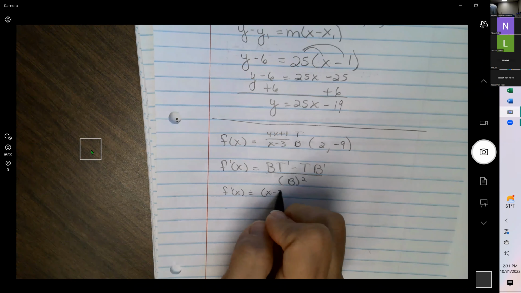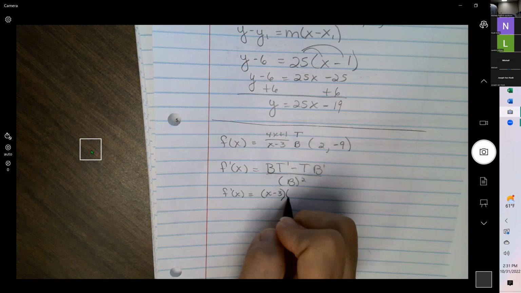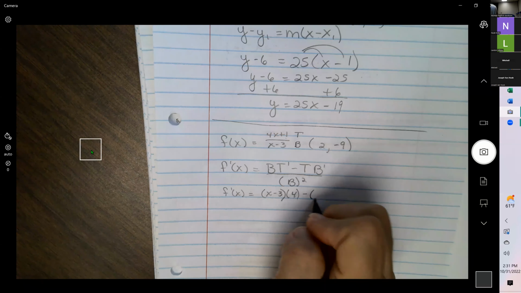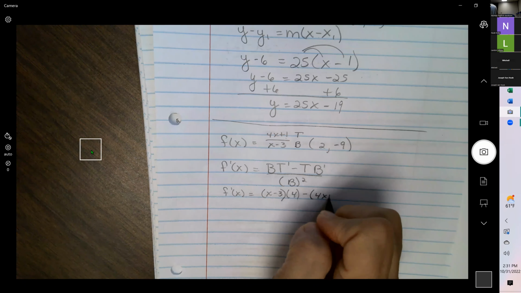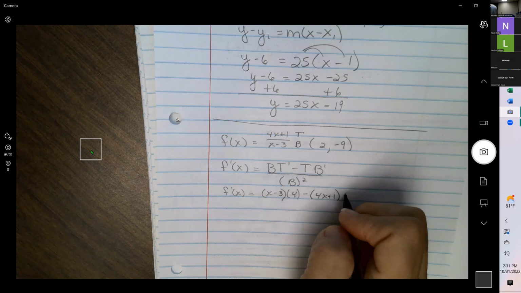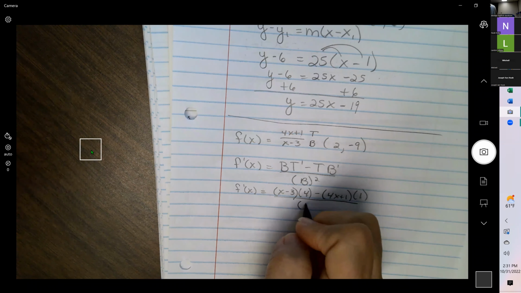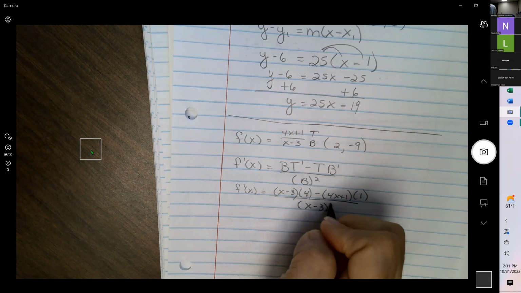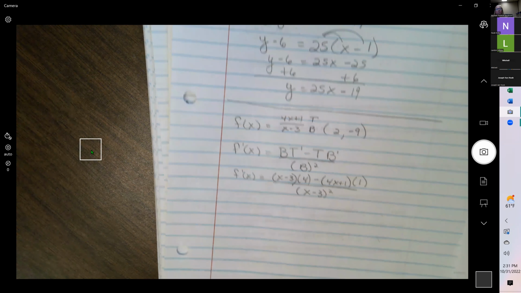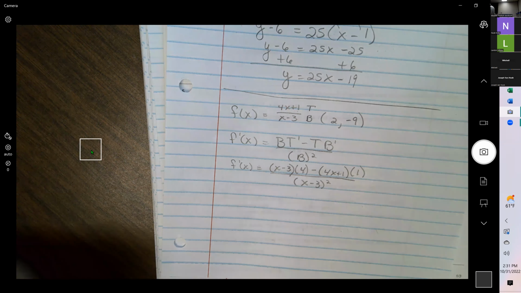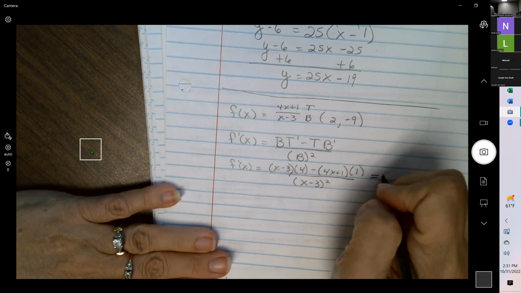Bottom x minus 3. Derivative of the top, 4. Minus the top, 4x plus 1, times the derivative of the bottom, which is just 1, all over the bottom squared. Any questions on that part? So this is the slope of the tangent line.